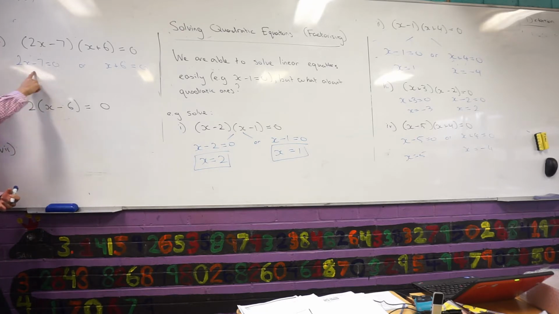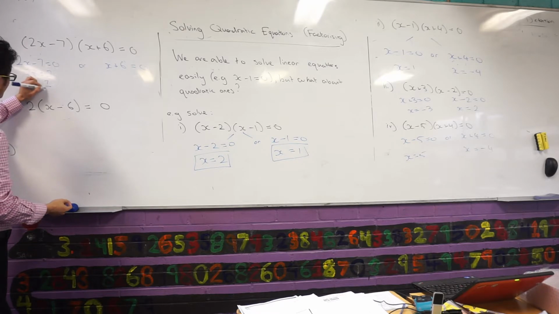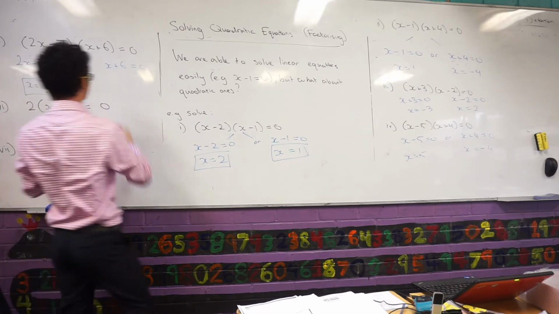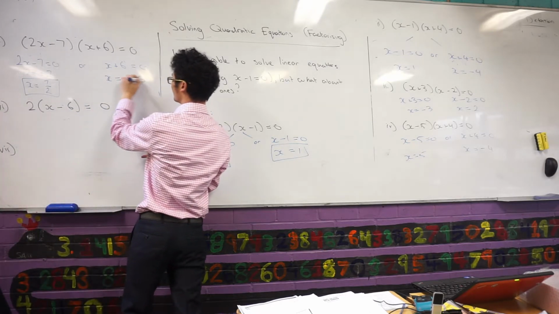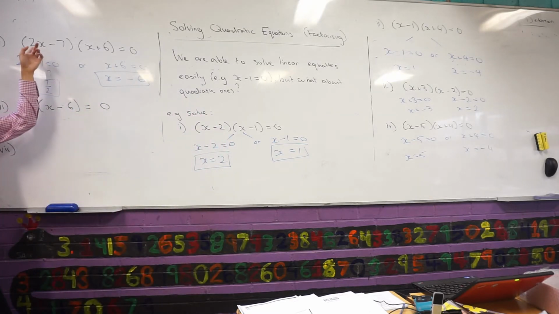And same idea. This is just now a linear equation, right? You can rearrange it to solve it. 2x would equal 7, or x would equal 7 on 2. Or same idea here. X is just going to equal negative 6, like that. Okay. So even if there is a coefficient there, we can always apply that same idea.